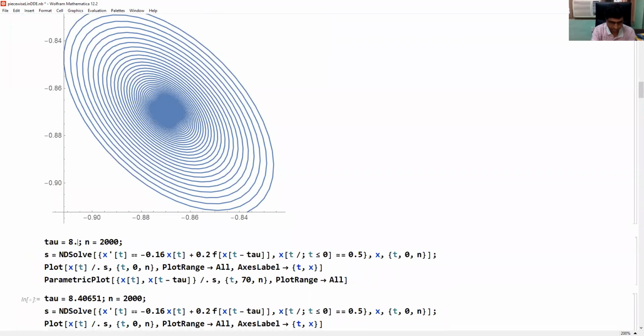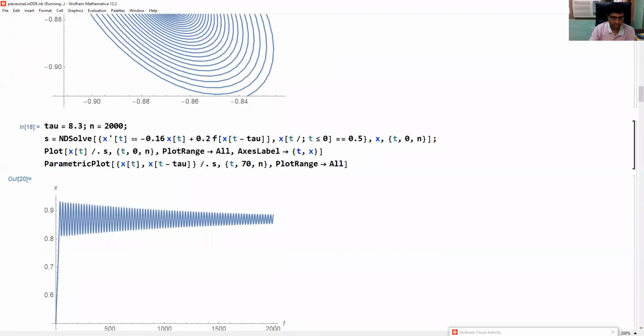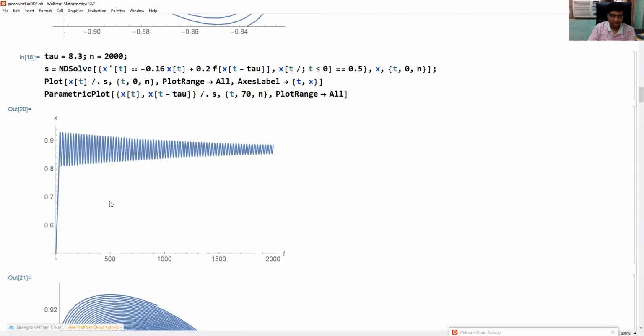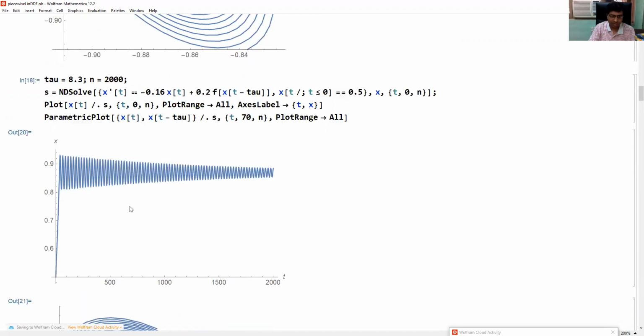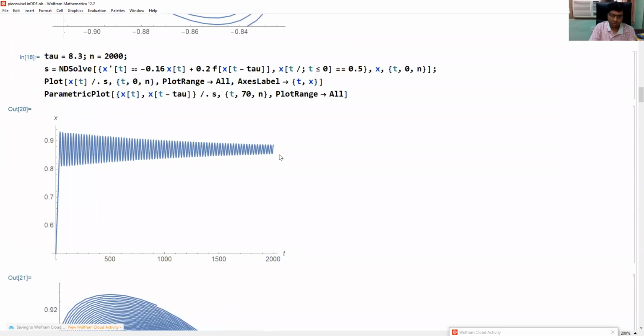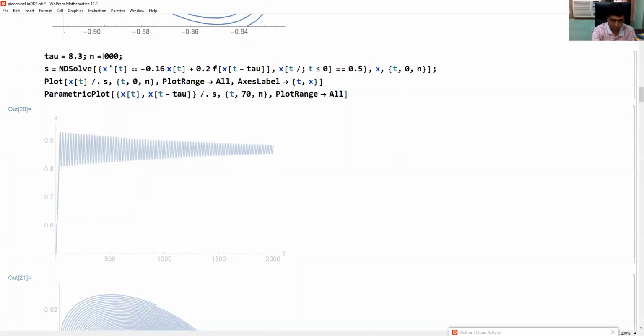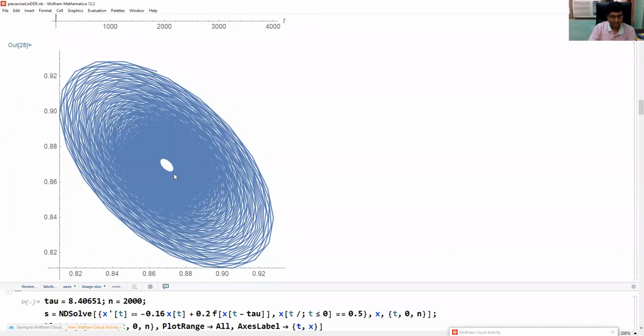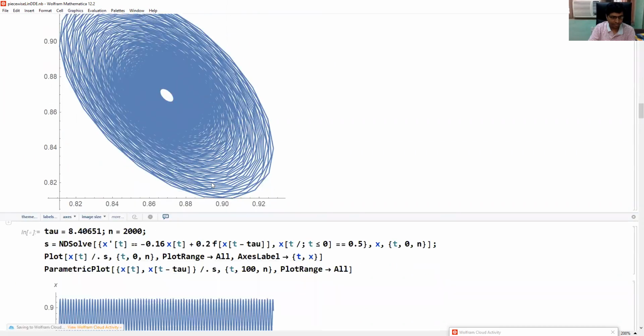8.3. You can see that again we are not getting a limit cycle. We are getting a spiral and then it is converging to that point. It takes time. 2000 is not sufficient. We may need to take 4000 or something like that. And now we can see this, so it is slowly converging to that point.